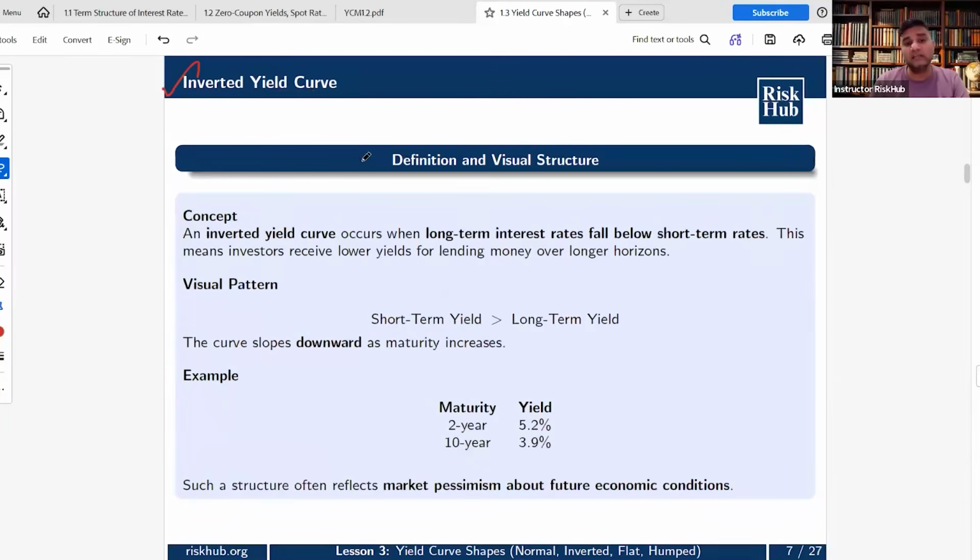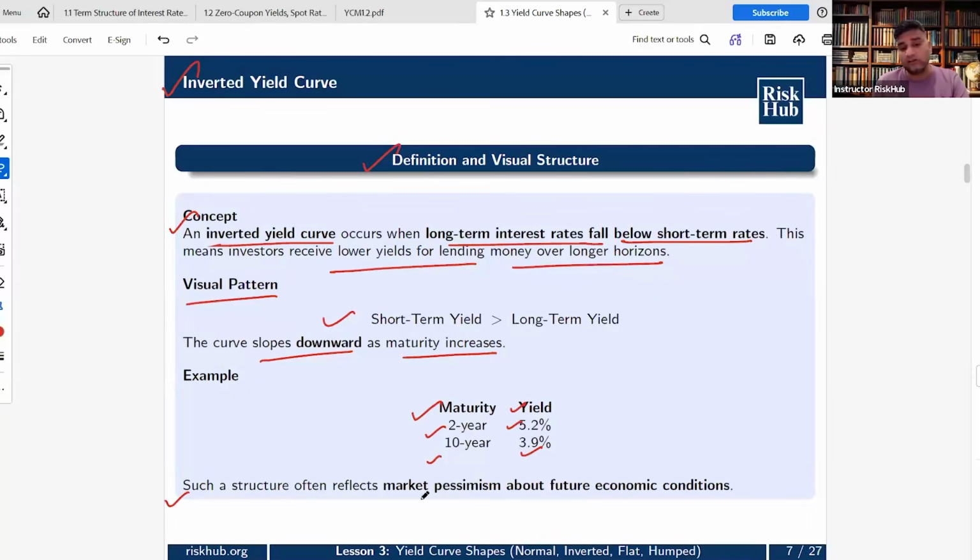Then we look at the inverted yield curve, its definition and visual structure. An inverted yield curve occurs when long-term interest rates fall below short-term rates. This means investors receive a lower yield for lending money over a longer horizon. Visual pattern: short-term yield is greater than long-term yield, and the curve slopes downward as maturity increases. An example is given, maturity and yield: 2-year 5.2, 10-year 3.9. Such a structure often reflects market pessimism about future economic conditions, right?